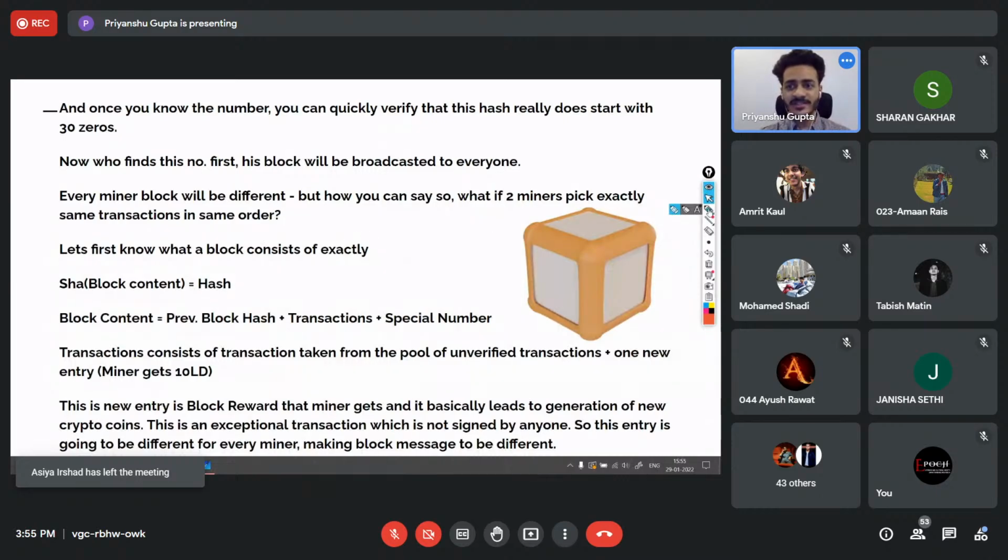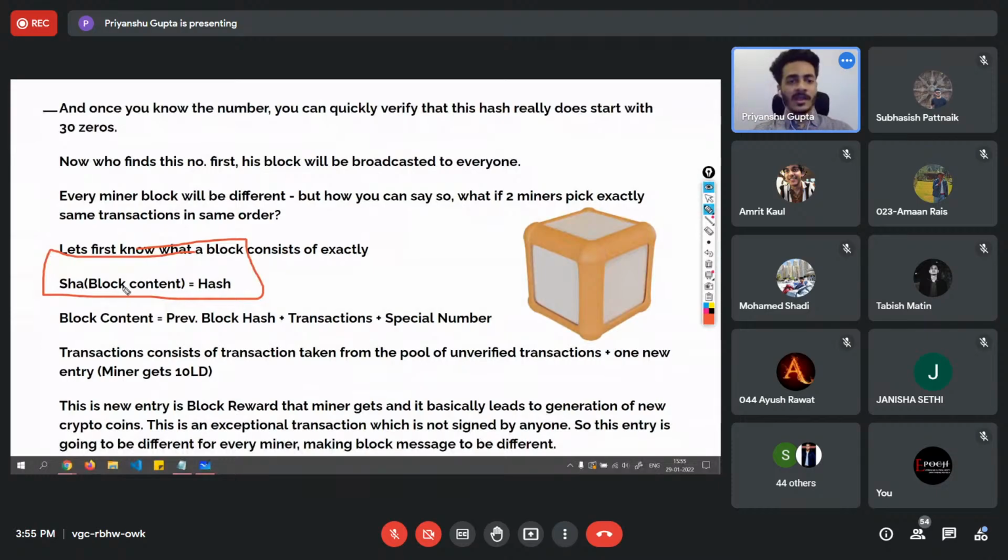Let's first understand what this block actually consists of. This is the basic equation: they are applying an algorithm called SHA on the block content, and the output is the hash. Now this block content consists of the previous block hash. You can consider these blocks as, instead of having a ledger in a single notepad, we are breaking that into small blocks, small chunks.